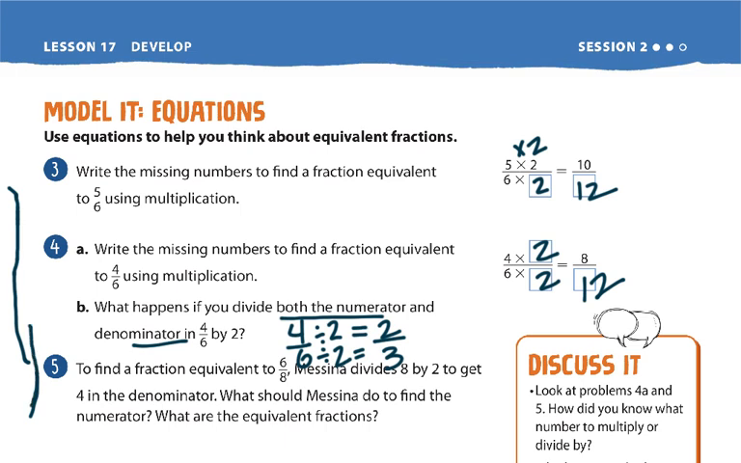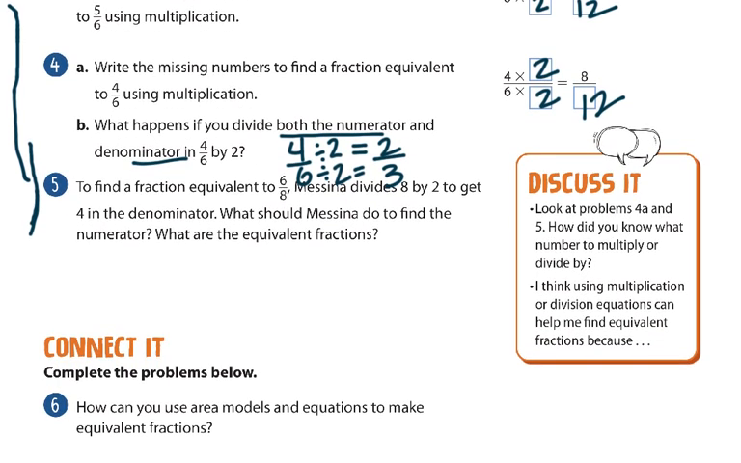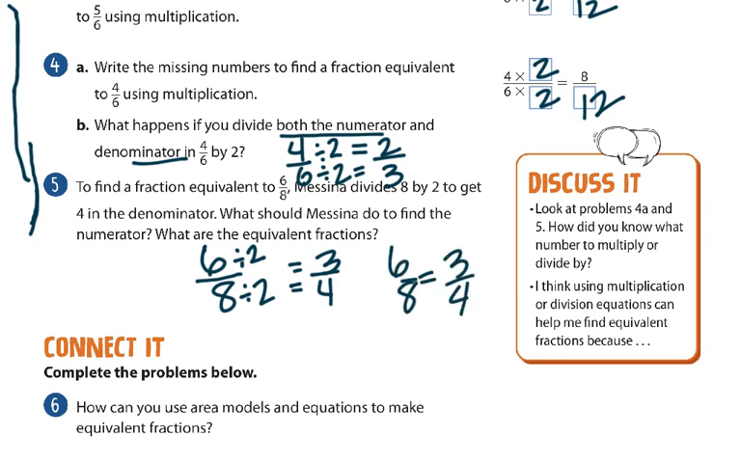Number 5. Number 5 is to find a fraction equivalent to 6/8. Messina divides 8 by 2 to get 4. Whatever I do to the bottom, I do to the top. Kayla, what's 6 divided by 2? 3. 3/4 is the next answer. So 6/8 is equivalent to 3/4.